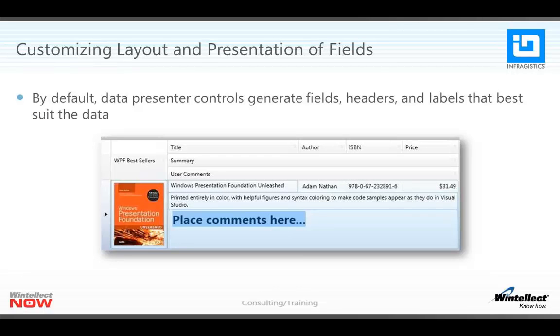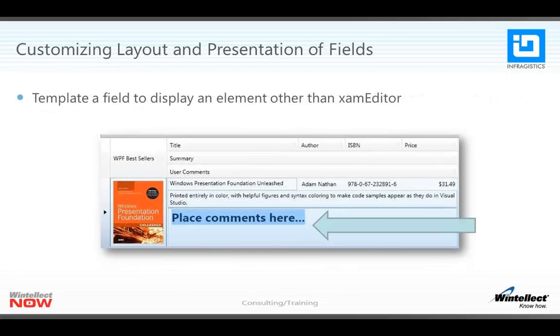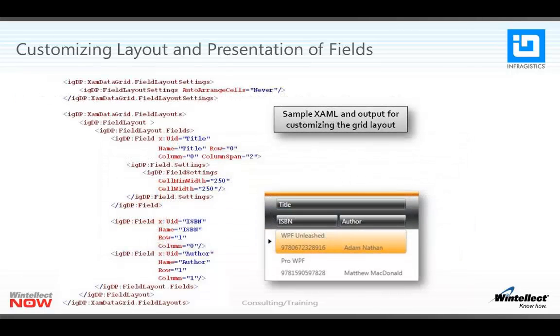By default, the Data Presenter will generate fields, headers, and labels for data in a Data Presenter control which best suits the data. However, the layout for the grid and the presentation of each field can be customized. To display an element other than a XAMPP editor, you can style the presenter with a template. This enables you to display an image or an interactive element such as a radio button or rich text box. The XAML here illustrates how to override the default layout for a grid to arrange the data along rows within each record.